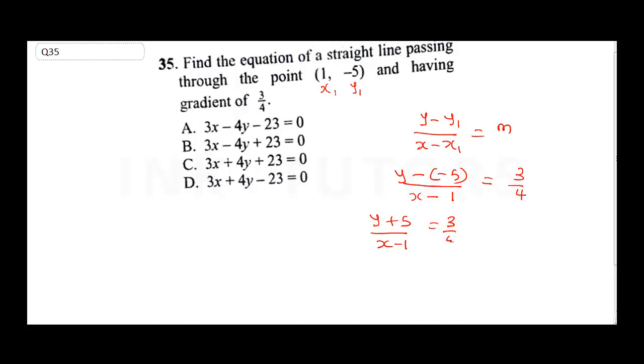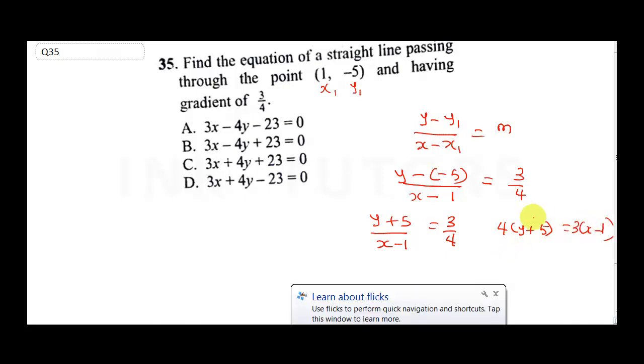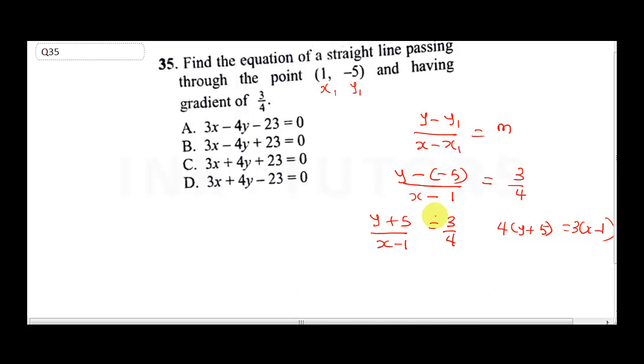What we do here is we cross multiply. This is going to give us 4 into y plus 5 is equal to 3 into x minus 1. So expanding the bracket, when you expand the bracket, you're going to get 4 times y, that's going to give you 4y plus 20, which is equal to 3x minus 3. Collect your like terms, bringing everything all to one side so we can get the equation.